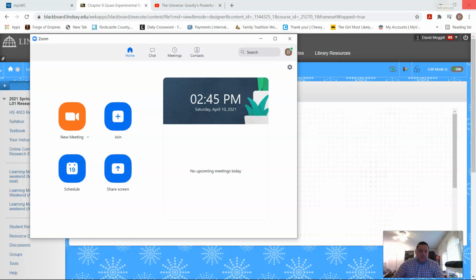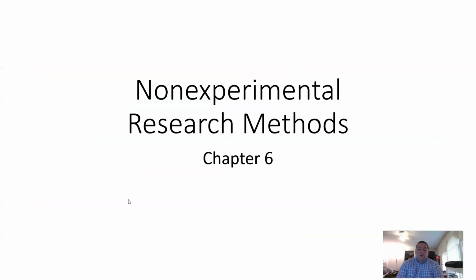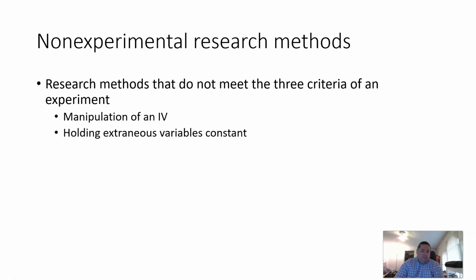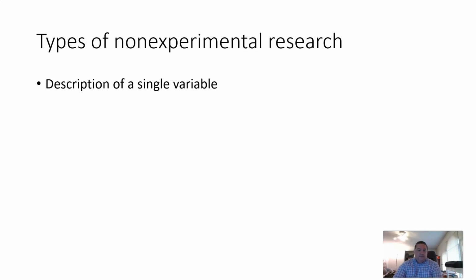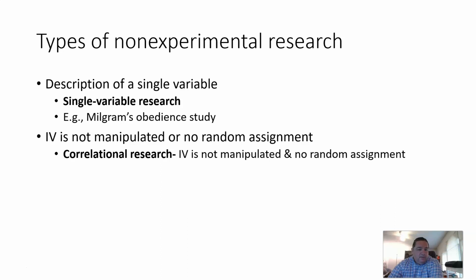And that is chapter 5. So going on to chapter 6, non-experimental research methods. Research methods that do not meet the 3 criteria of an experiment. If you remember from chapter 5, it's the manipulation of an independent variable, holding extraneous variables constant, and random assignment. Types of non-experimental research: description of a single variable research, i.e. Milgram's obedience study. Independent variable is not manipulated, or no random assignment.